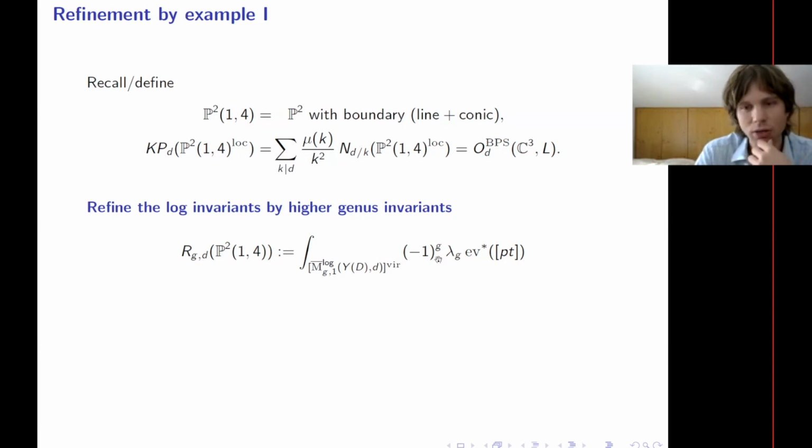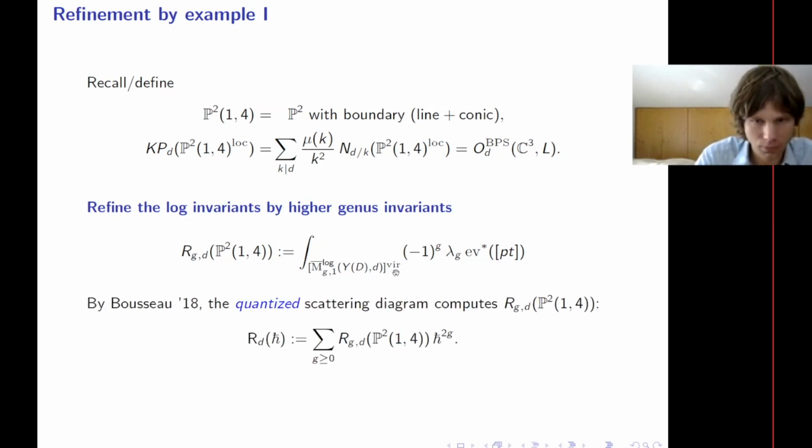If it was genus 0, then you wouldn't have these two terms. You would just integrate over the fundamental class of the moduli space. You would take a point class, the pullback of a point class, because you want the curves to pass through a point. In higher genus, you add this lambda class. This is the top Chern class of the Hodge bundle, which is a vector bundle of rank g on the moduli space, given by the dualizing sheaf.